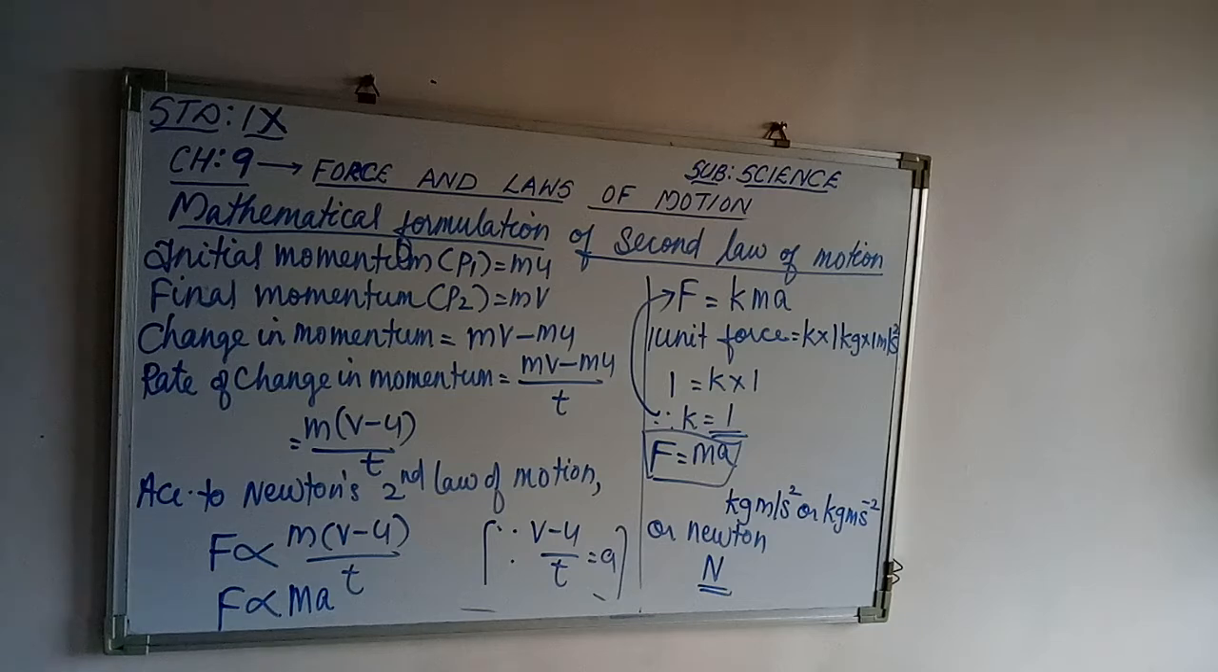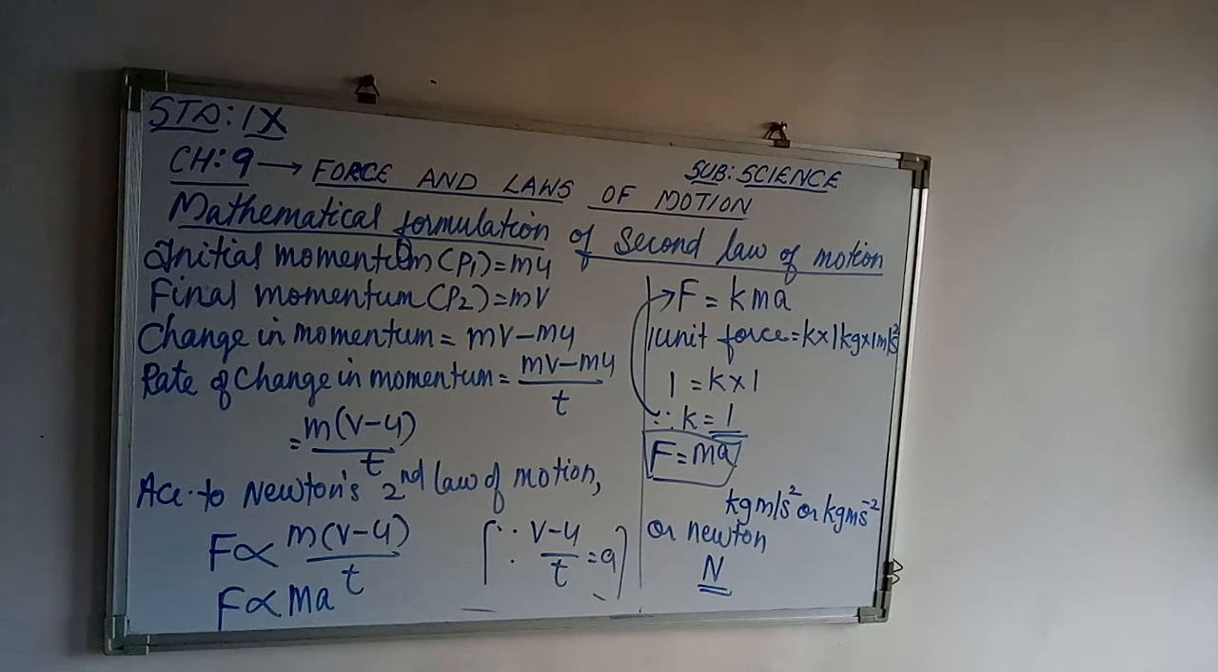And another example, in high jump, the athletes are made to fall either on a cushion bed or on a sand bed. What's the reason? That is also to increase the time of the athlete's fall to stop after making the jump. And as a result, the rate of change of momentum, and hence the force, will be decreased.